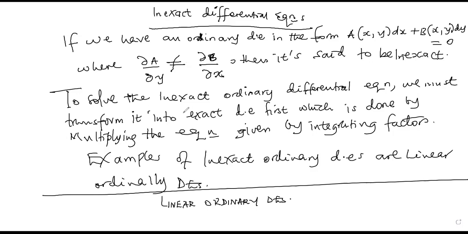Now, to solve the inexact ordinary differential equation, we need to first transform it to an exact differential equation. That is done by multiplying the given equation by an integrating factor. We are going to see how we get an integrating factor. Then, after multiplying by the integrating factor, you continue, get the main function, and proceed as we were doing. So the main thing here is to know how to get the integrating factor, and then we proceed.